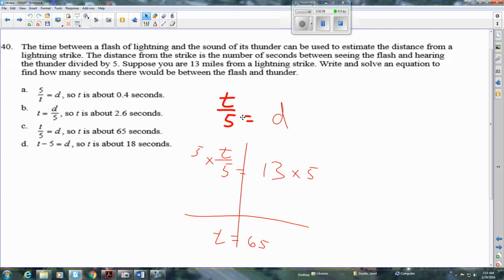Then I started plugging in numbers. I knew that we were 13 miles away, so I put that into the D portion, which is our distance. Now I need to solve. So what's the opposite of dividing by 5? We multiply by 5. Multiply both sides by 5, and we get 65 seconds. So the answer here, I don't like that color. Choose red. Makes it stand out, is going to be C.